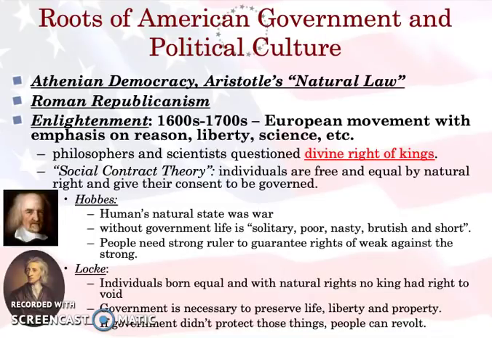All right, roots of American culture and political culture. We have Athenian democracy, Aristotle's natural law, Roman republicanism, and then of course the Enlightenment. The Enlightenment, of course, a lot of science, math, a lot of explaining of the world around us, and that kind of trickles down to political thought. And do we need kings and queens? Or can we figure this out on ourselves?